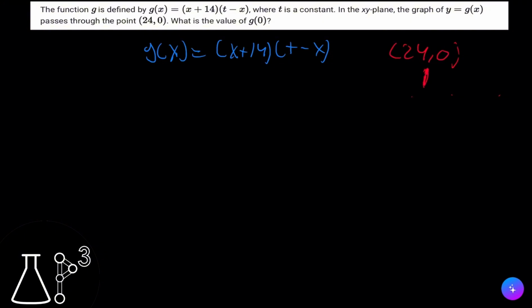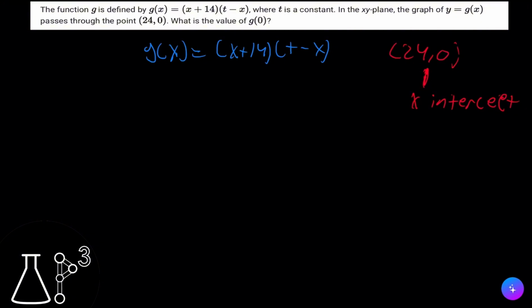We have the x-intercept. So now what can I do? Let me analyze the information. It's telling me that it passes through point 24, and t is a constant. What can I do? If I plug in, let's do x plus 14.